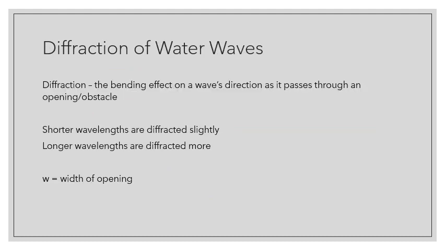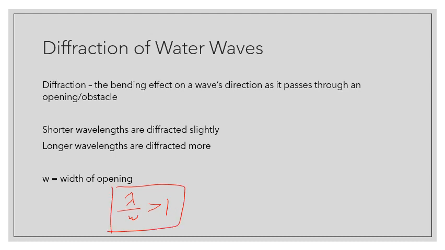So now we're going to talk about diffraction of water waves. Diffraction is the bending effect on a wave's direction as it passes through an opening or an obstacle, and shorter wavelengths are diffracted slightly while longer wavelengths are diffracted more. Another thing is that as the width of the opening through which the wave is going becomes smaller, the diffraction becomes higher. So there's this relation that we can use: lambda over w, where w is the width of the opening, should be greater than 1. That's the relation that you can use.